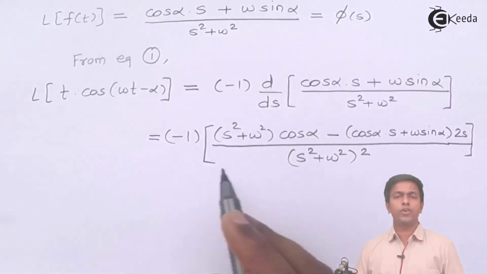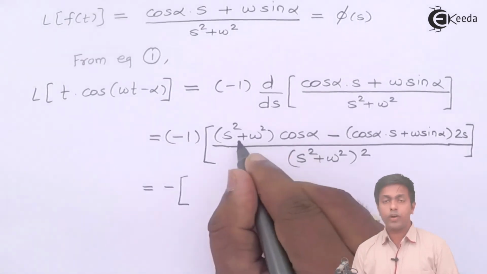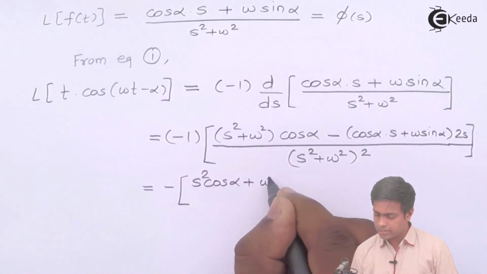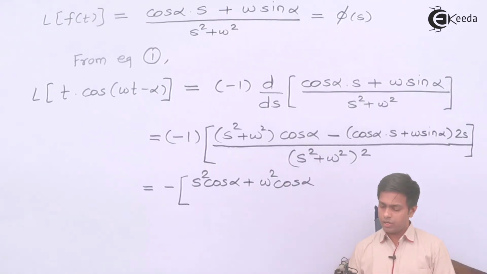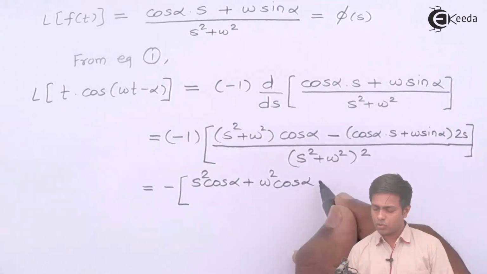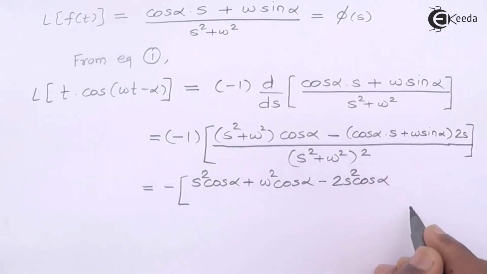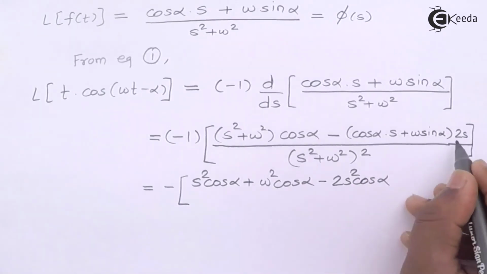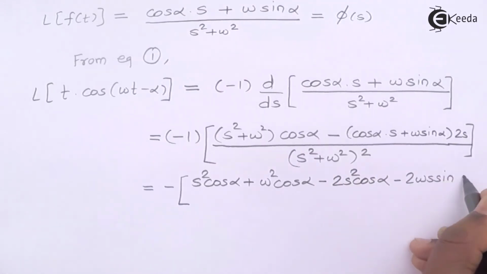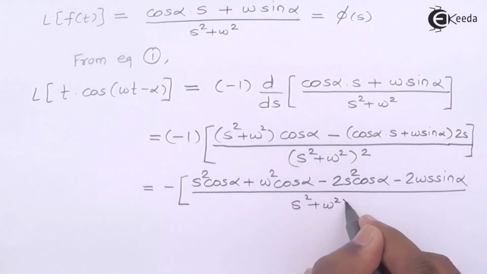Now guys, let's simplify the numerator. So here we will get minus of s square into cos alpha, that is s square cos alpha plus omega square cos alpha. Here 2s into s cos alpha is 2s square cos alpha, negative sign, so minus 2s square cos alpha, and this is 2 omega s, so again minus minus, plus 2 omega s sine alpha, upon s square plus omega square the whole square.